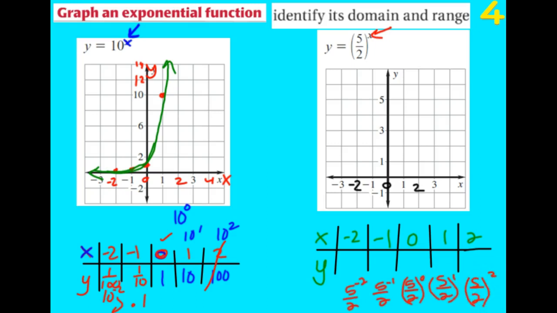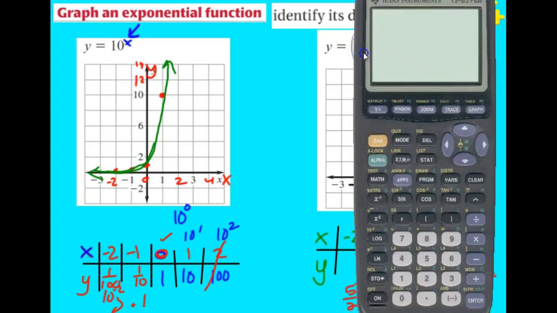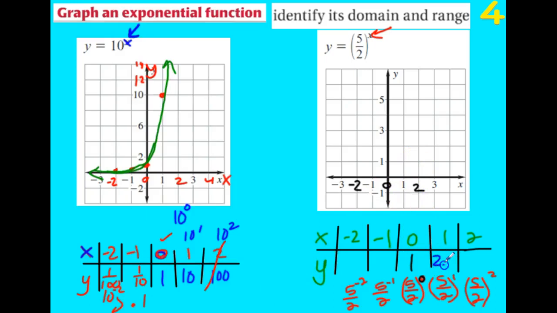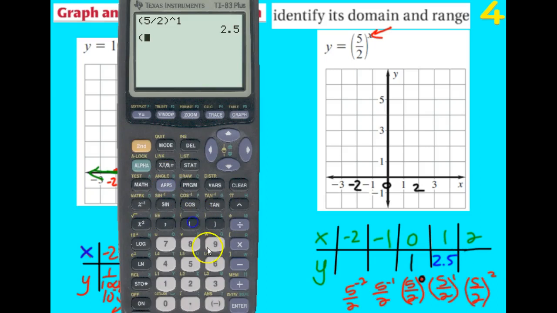If you can do this in your calculator, that's fine. We know this one, anything to the power of 0 is 1. So I'm going to plug the next one into my calculator. Remember, this is in parentheses, so I need parentheses in here as well. So I have 5 divided by 2 to the power of 1, which is really just 5 divided by 2, because anything to the power of 1 is just that same number. So I have 2.5. Then I'm going to do it to the power of 2. So 5 divided by 2 to the power of 2 will give me 6.25.